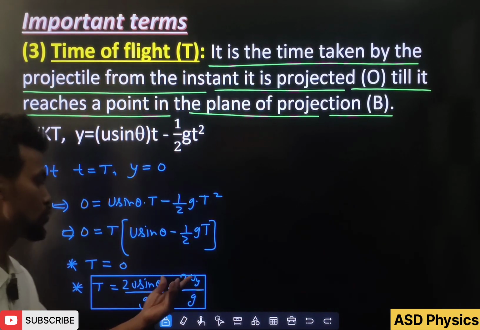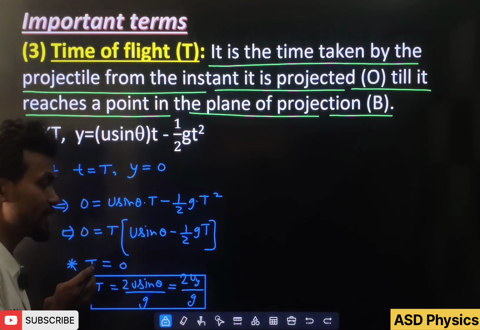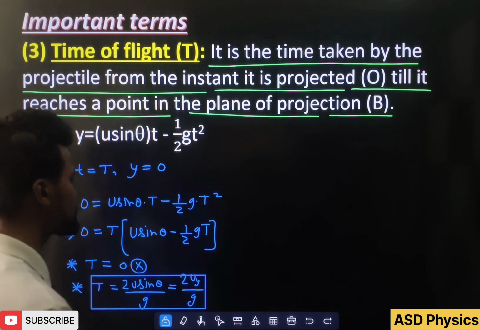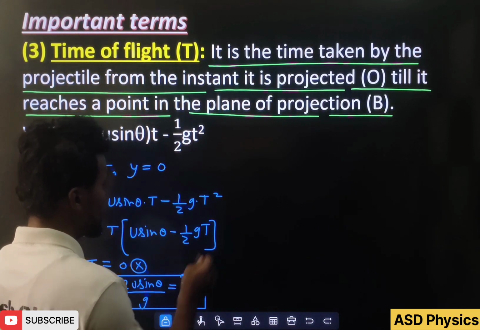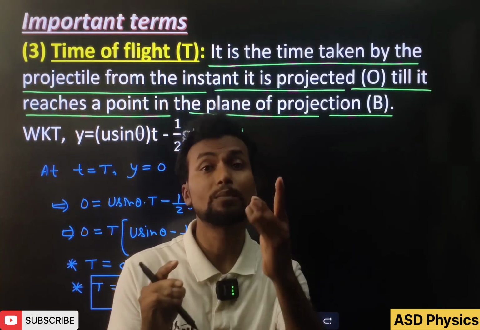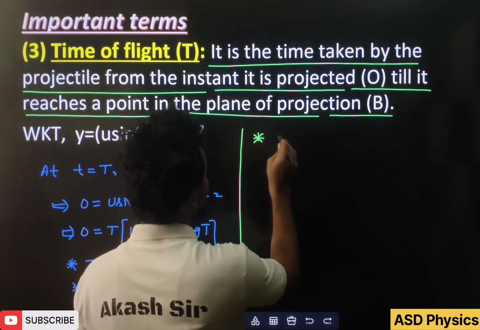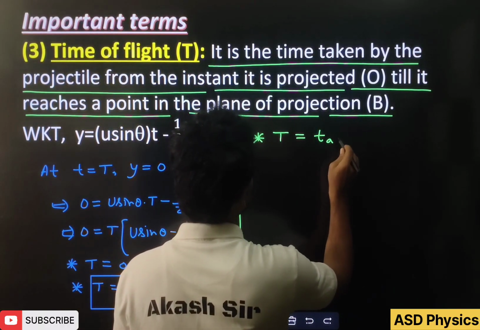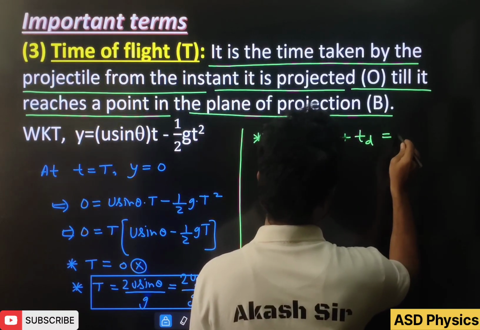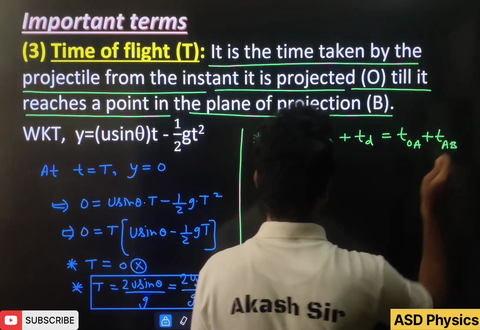Kindly see here, 2uy by g. At t equal to 0 this is point O, and this is point B. Our time of flight is this. This is just the initial time here. Now students, after that, remember that this time of flight is coming from two parts: one time of ascent and one time of descent. So time of flight means time of ascent plus time of descent. Like I have told you, time of ascent means from O to A and time of descent means from A to B.